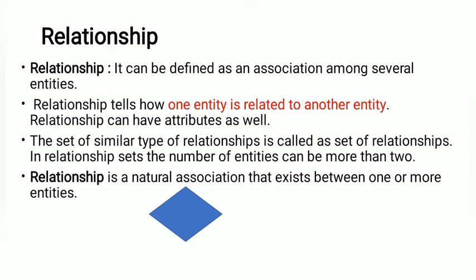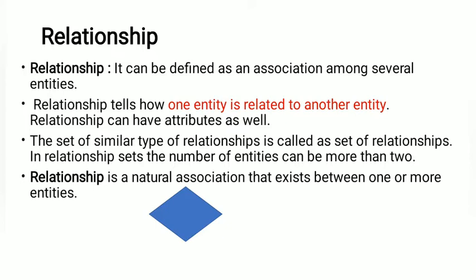For example, teacher teaches student. Here we have two entities. First one is teacher and second one is student. And teaches is a relationship between these two entities. The relationship connects these two entities, that is teacher and student, these two are entities. There are various types of relationship: unary relationship, binary relationship, and ternary relationship.